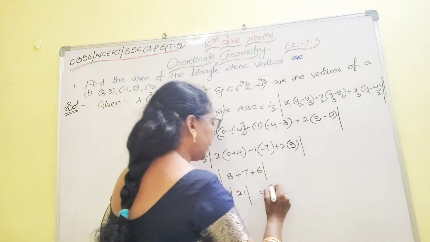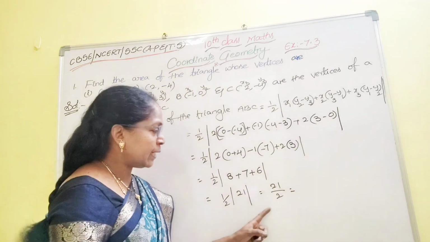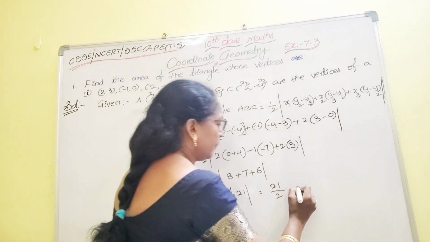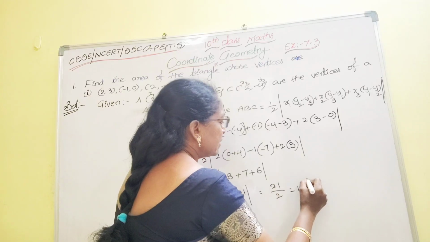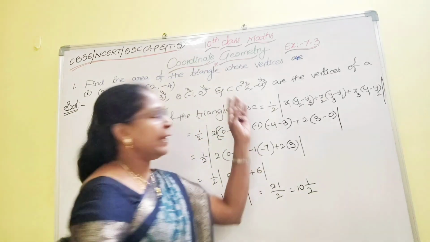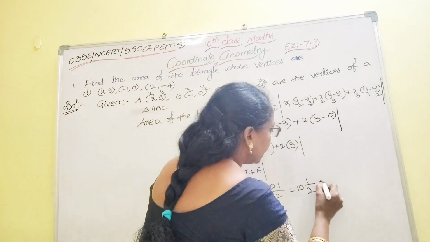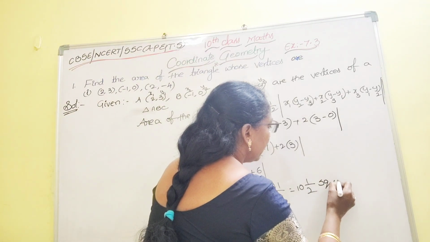That means 21 by 2. That equals, 2 in this how many times? 10 twos are 20. Balance is 1 by 2. So 10 1 by 2, and for area the units are square units. Always you have to mention the units. That equals square units.